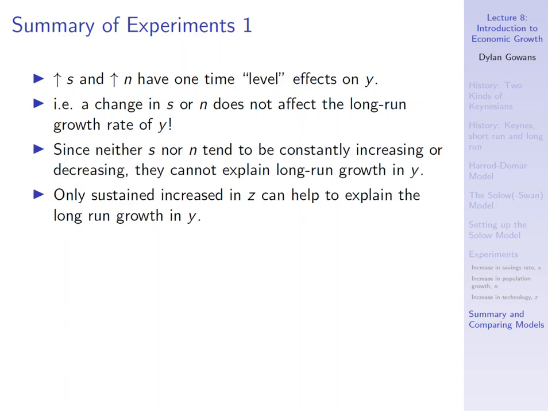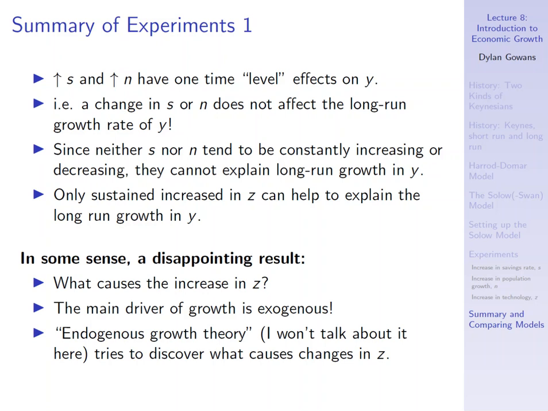And so since neither one of them, neither S nor N, tend to be constantly increasing or decreasing, they cannot explain long-run growth in little y, output per worker. And the only thing that can explain it in the Solow model is increases in Z, technological progress, increases in this technology parameter. Those are the only things that can possibly explain, in the framework of the Solow model, growth in output per worker. Okay? That's an important point.